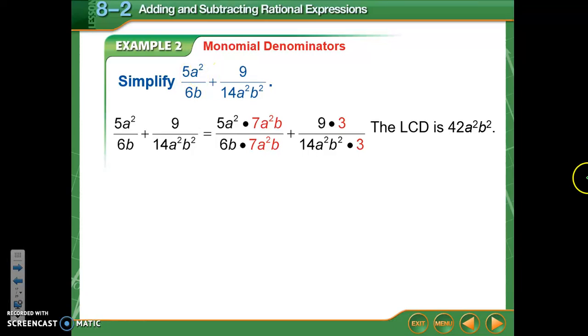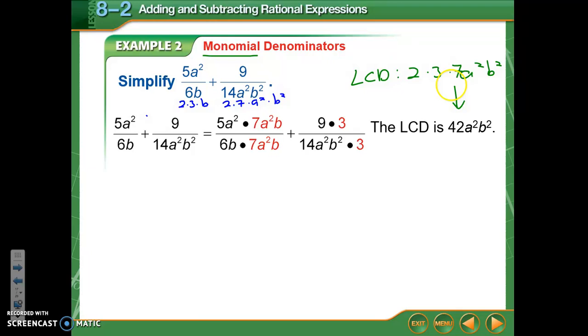So pay very close attention to the kind of denominators you have. In this case, we have monomial denominators. And so I need to find the least common denominator. That means I need to find the least common multiple of 6b and of 14a squared b squared. So I recognize that 6 is 2 times 3 and 14 is 2 times 7. So my least common denominator is going to be 2 times 3 times 7, and then I have to include a squared and b squared. 2 times 3 is 6, times 7 is 42. That's where they get this least common denominator.